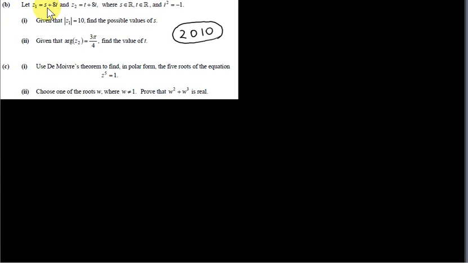Let z1 equal s plus 8i and z2 equal t plus 8i, where s is an element of R, t is an element of R, and i squared equals minus 1. Given that the modulus of z1 equals 10, find the possible values of s.